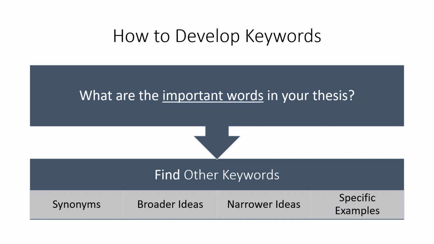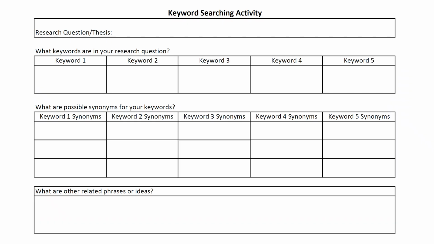For example, if you are writing a script for a podcast about Ethiopian food in the US, you could narrow your search to focus on just injera, the Ethiopian flatbread, or broaden your topic to look at immigrant food cultures. Finally, you can make specific examples keywords. For instance, if you are writing a paper about gentrification in Washington, D.C., you can use certain neighborhoods like U Street or Columbia Heights as specific example keywords.